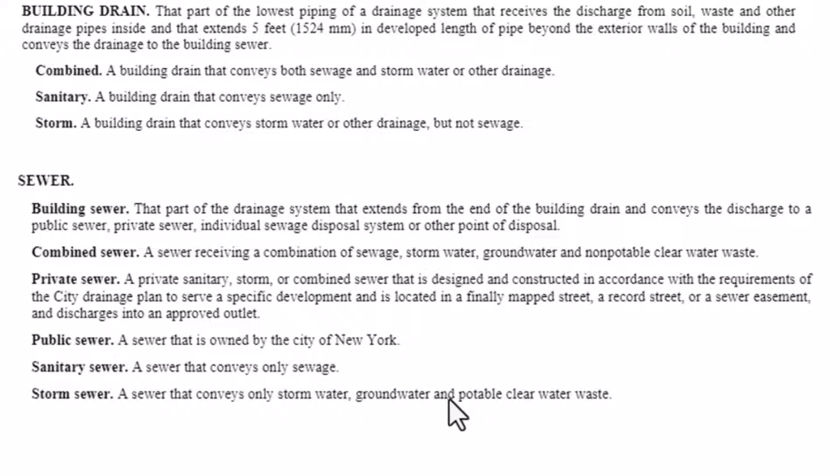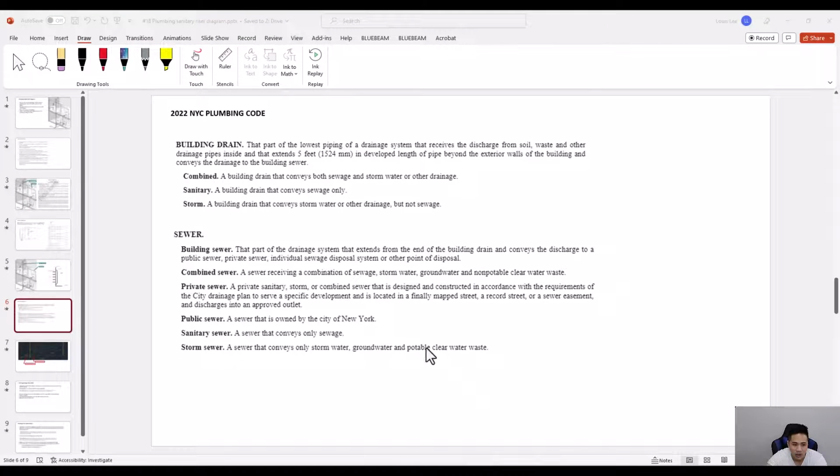Okay, and if you want to see what the term of this clear water waste is, you could just look in the definition section of the plumbing code and it'll define what clear water is. But mainly, clear water is generally just things such as from RPZ discharge or HVAC condensate discharge.